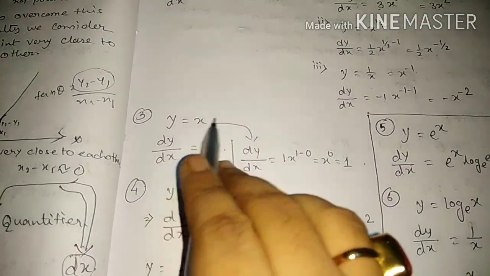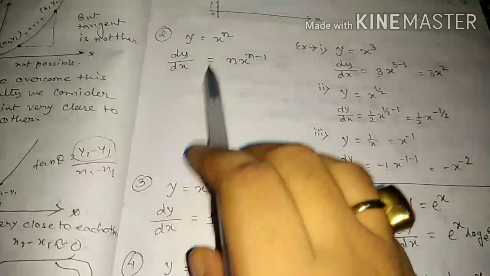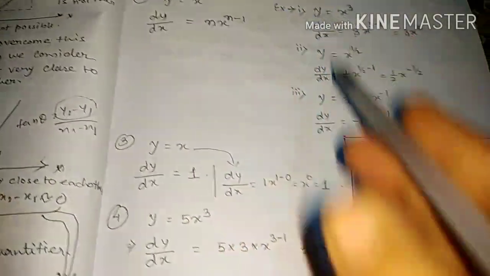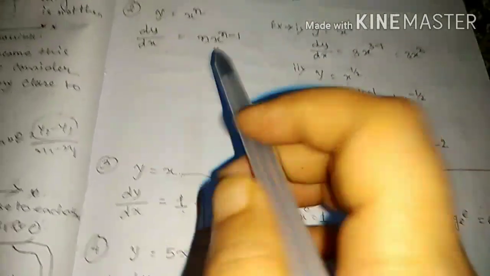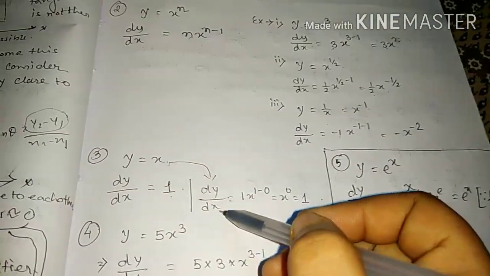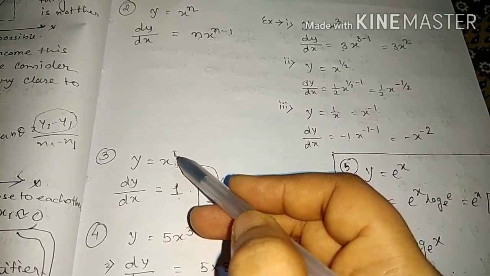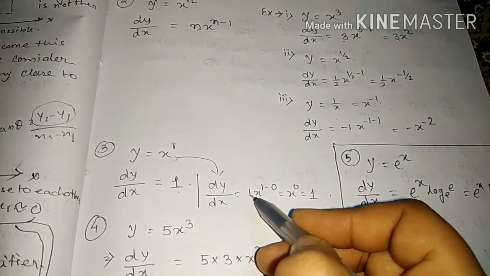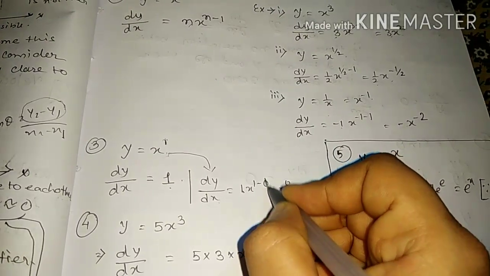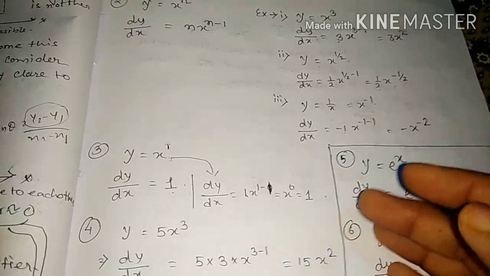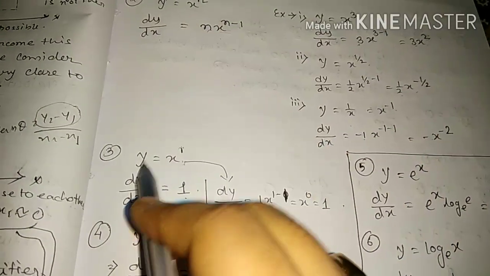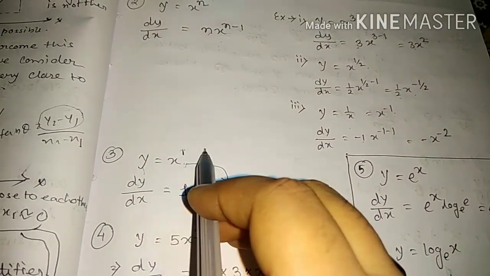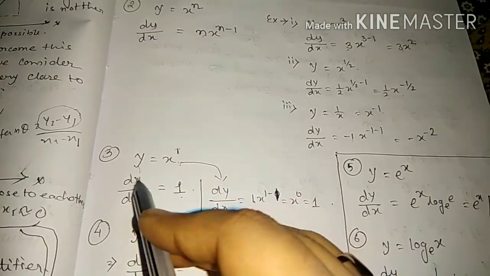Okay. Now the third one, y equals x. Here y equals x, and the dy by dx value is directly 1. Or if you apply this rule here, no power is written, that means it is 1, so x to the power 1 minus 1, decreased by 1, x to the power 0, and x to the power 0 value is 1. So if y equals only x, with no other power except 1, then the value of dy by dx equals 1.